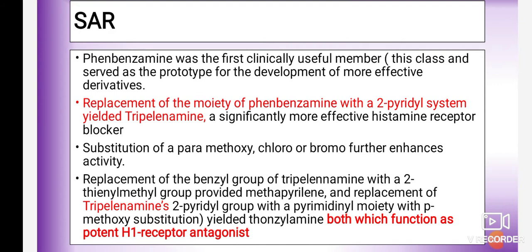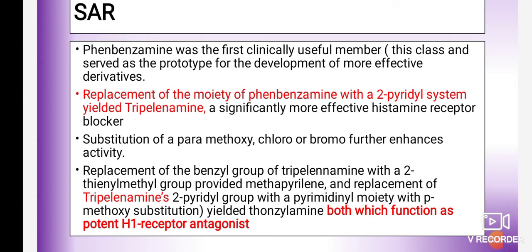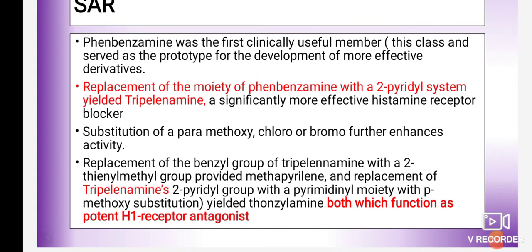One of the drugs under this class, phenbenzamine, was the first clinically useful member. The drug which came into existence first is phenbenzamine, and it was first clinically observed to have antihistaminic activity. It serves as a prototype for the development of more effective derivatives. After phenbenzamine a number of more effective derivatives came into existence, but phenbenzamine is an important drug, which is the first clinically useful one and acts as a prototype.